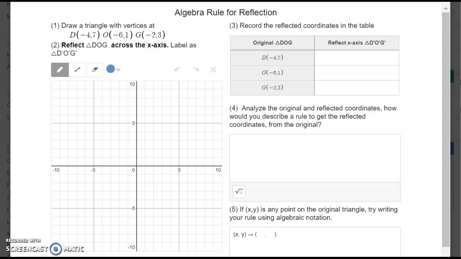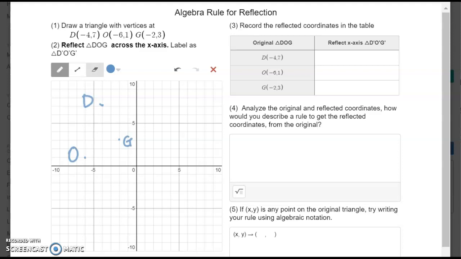Okay, so now we are in card number 3, algebra rule for reflection. Here it says draw the triangle with the vertices D (-4, 7), O (-6, 1), G (-2, 3). So let's do just that. (-4, 7) is right here, and that's my D. And (-6, 1) is right here, and that's my O. And then my point G is (-2, 3), and that's my G point.